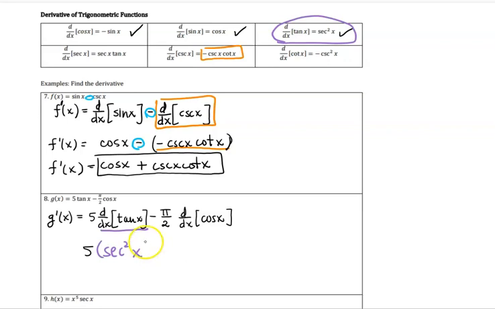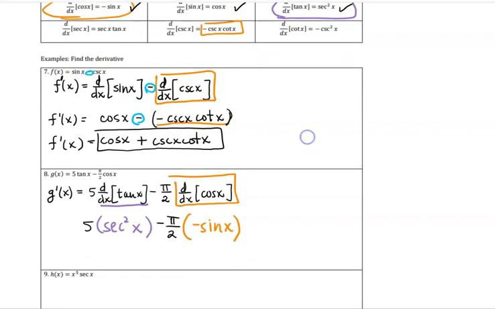I'm going to bring down that minus pi over 2. And the derivative of cosine, we knew that rule from a couple lessons ago, is negative sine. So just this derivative of cosine here is negative sine, excuse me. All C derivatives are negative. The derivative of cosine is negative sine. So we have 5 secant squared x, again plus, because we have these 2 minuses, pi over 2 sine x.